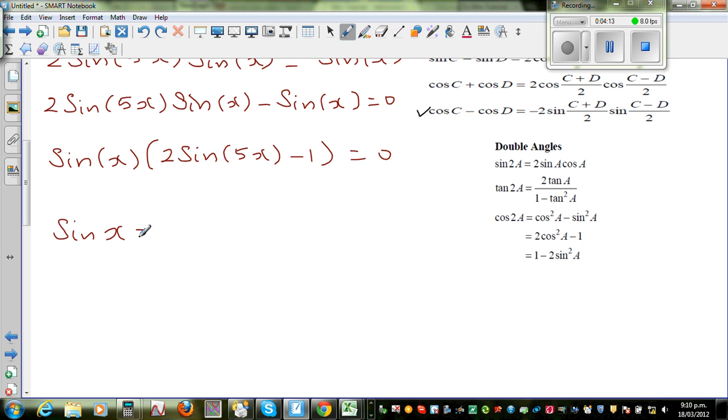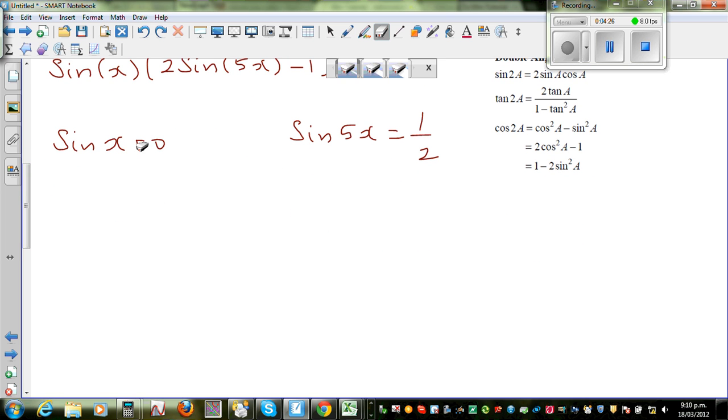Sine of x is equal to 0, or sine of 5x is equal to half. So let us do this without the calculator, and then use the calculator to check our answer. If you know the sine graph, sine starts at 0. So without even drawing the graph, you can say this is 0 degrees, and sine hits the maximum at 90, so it's 0 again at 180 degrees. These are the two solutions in this situation.